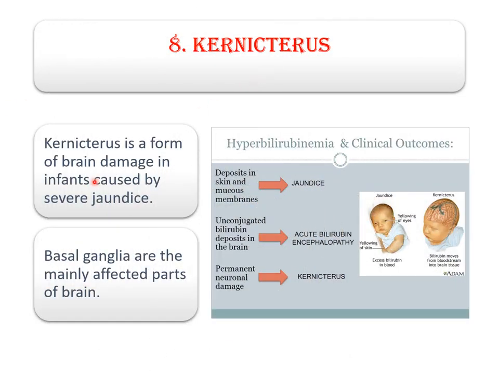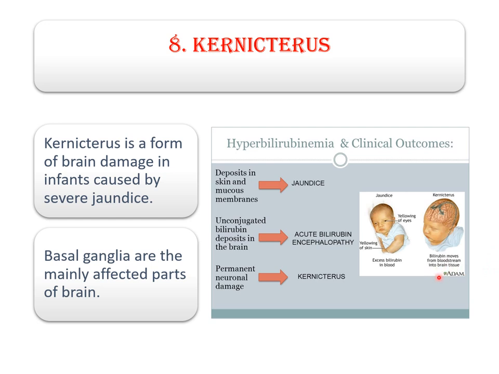Then Kernicterus. Kernicterus is a form of brain damage in infants caused by severe jaundice. The basal ganglia are the mainly affected parts of the brain. So, in this image, this one is jaundice. There is a yellowish color of the eyes and of the skin. The cause is excess bilirubin in the blood. But this is an image of Kernicterus.